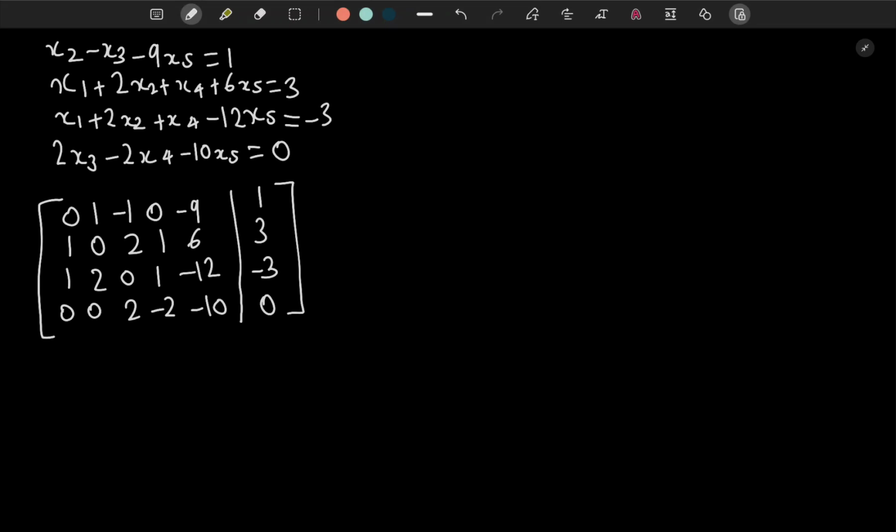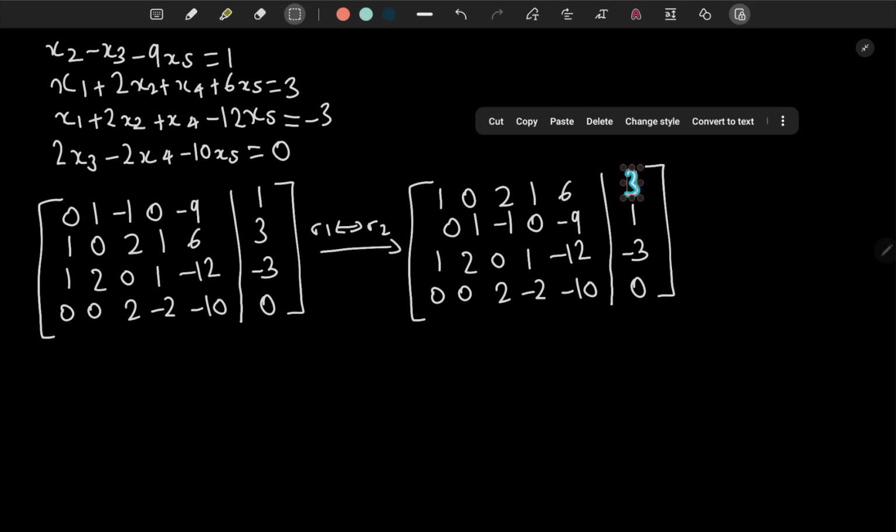Okay, so now we have to get the REF, and let's do the operations now. The first operation that we have to do is switch R1 with R2. So let's do R1 switch R2, and we get the following matrix now.